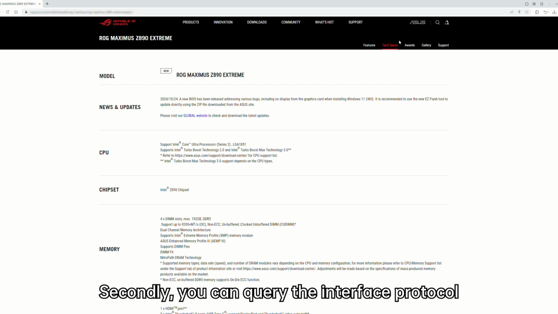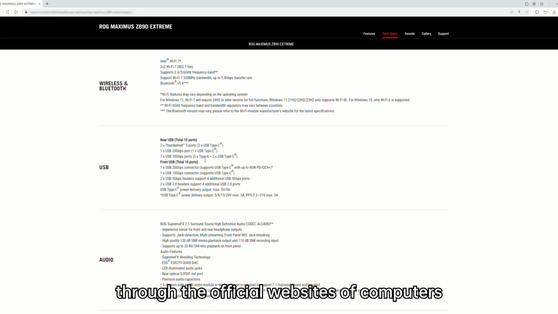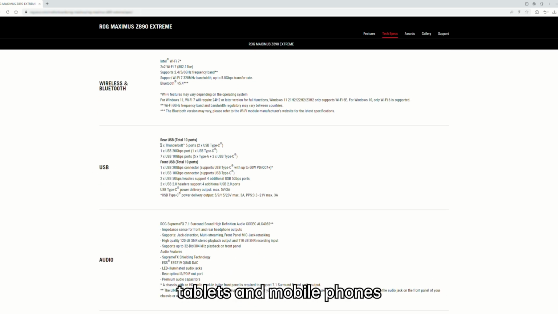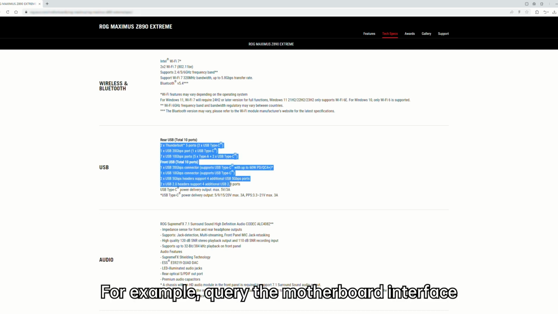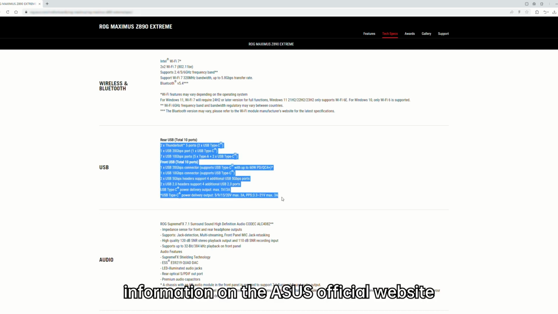Secondly, you can query the interface protocol through the official websites of computers, tablets, and mobile phones. For example, query the motherboard interface information on the ASUS official website.